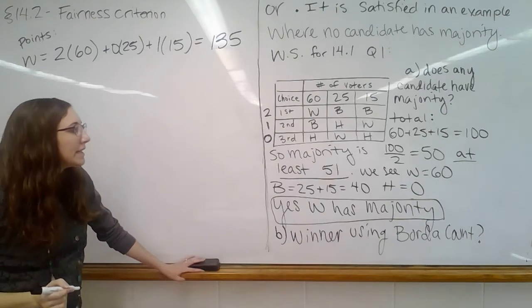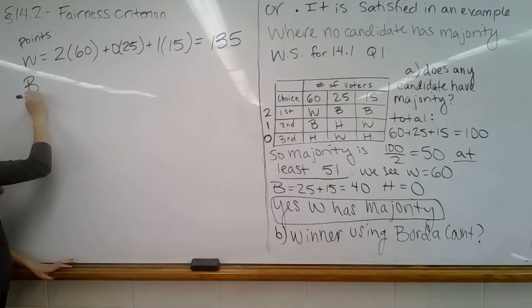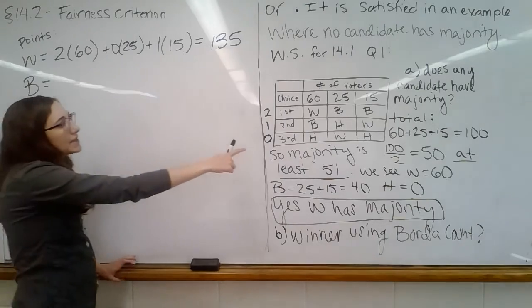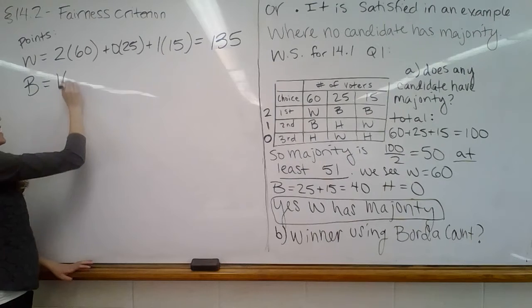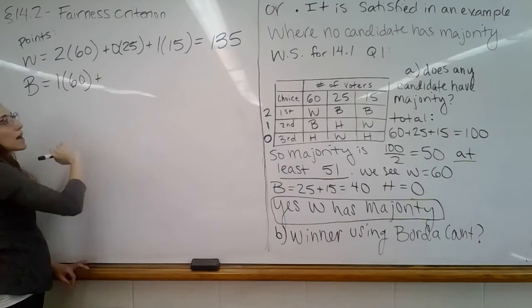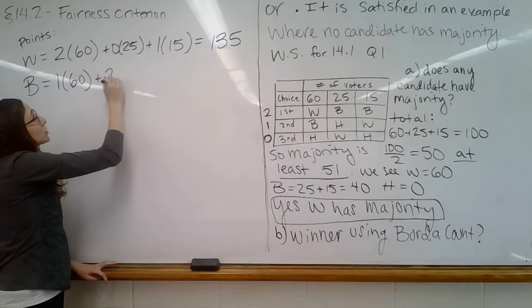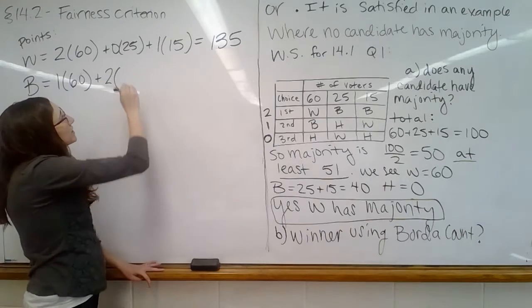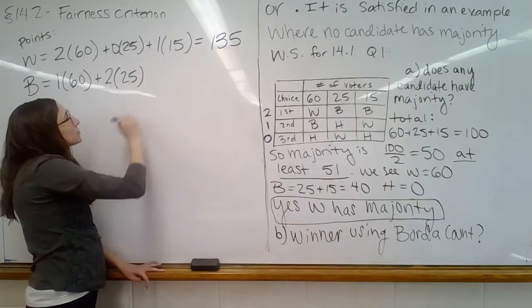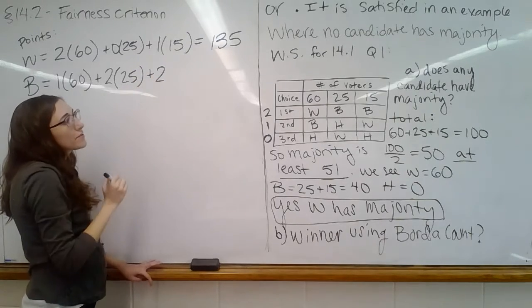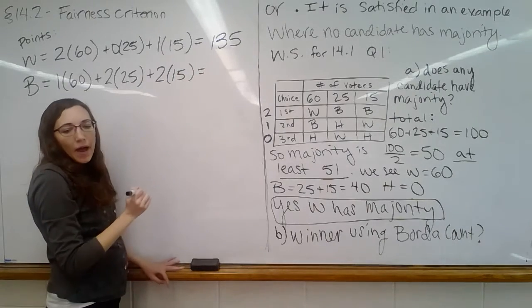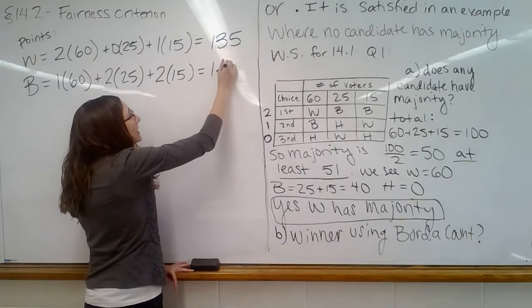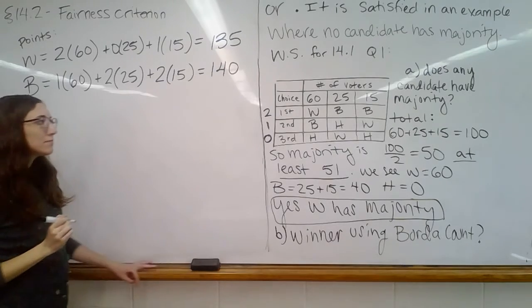Let's do bacon next. So B, in the first column, bacon is second, so it's worth 1 point. And that column was 60 votes. In the next column, bacon is first, which is worth 2 points. So that's going to be for 25 votes, so 2 times 25. And then another 2, it's first in the third column, times 15 votes. If you add that one up, you get 140.